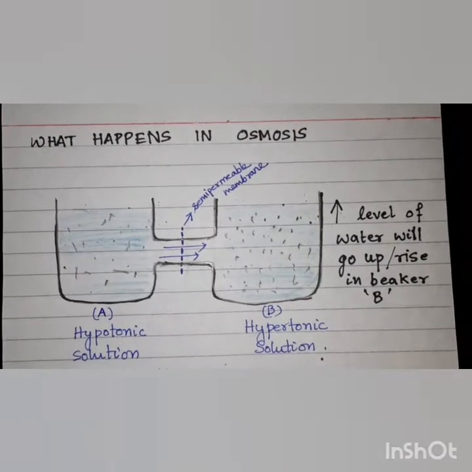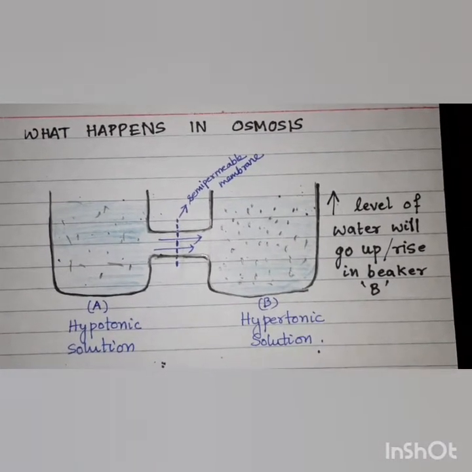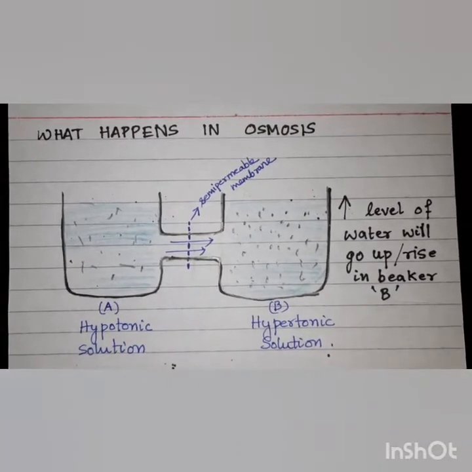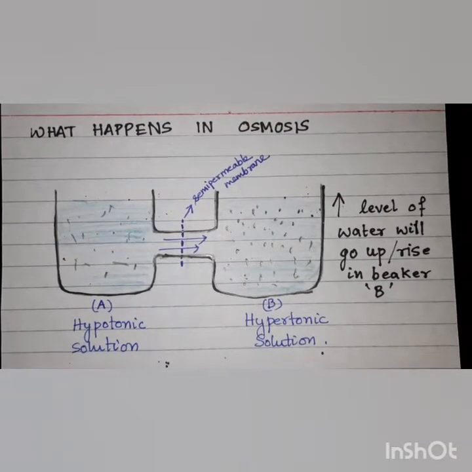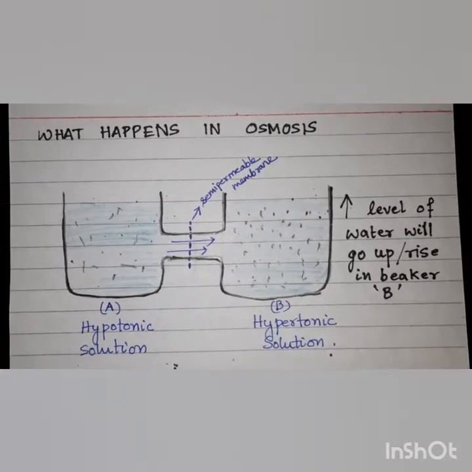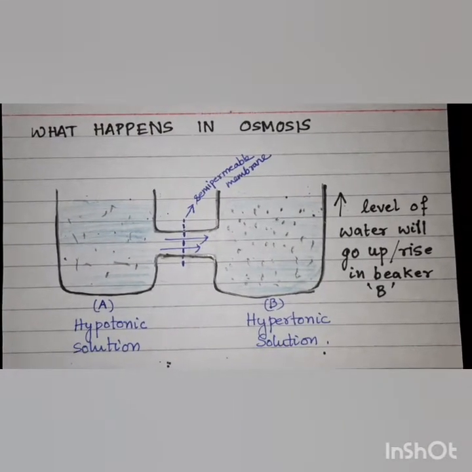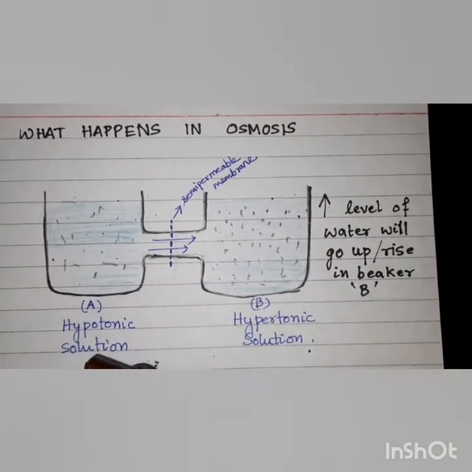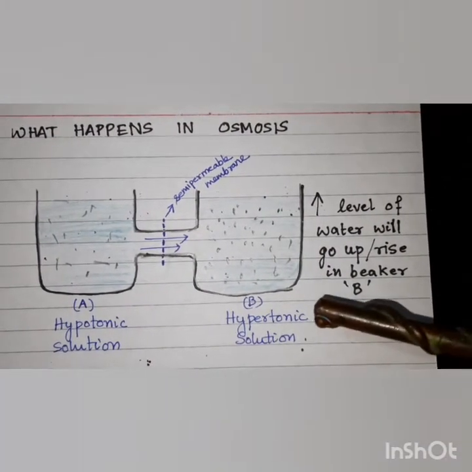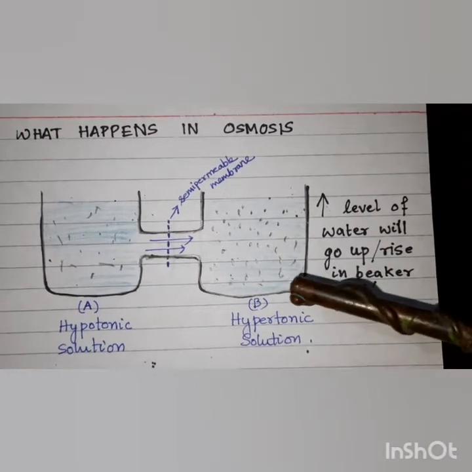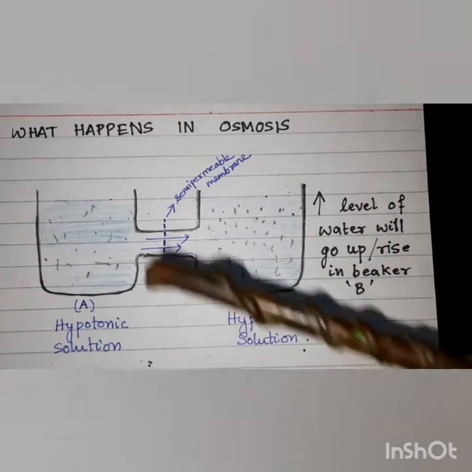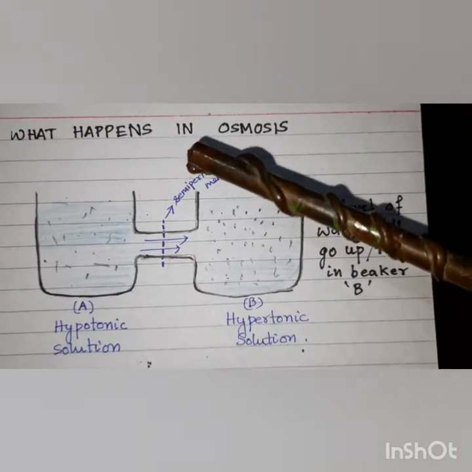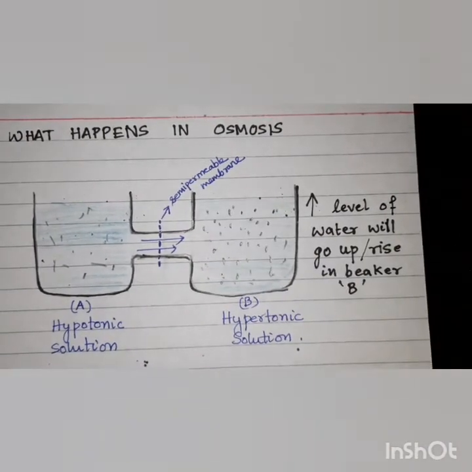Now let us understand osmosis once again in terms of concentration of a solution. That is, we will use the terms hypotonic and hypertonic to redefine osmosis. So here you can see that A is a hypotonic solution which is connected with a solution in beaker B which is hypertonic, and in between A and B we have a passage which has a semi-permeable membrane in between.